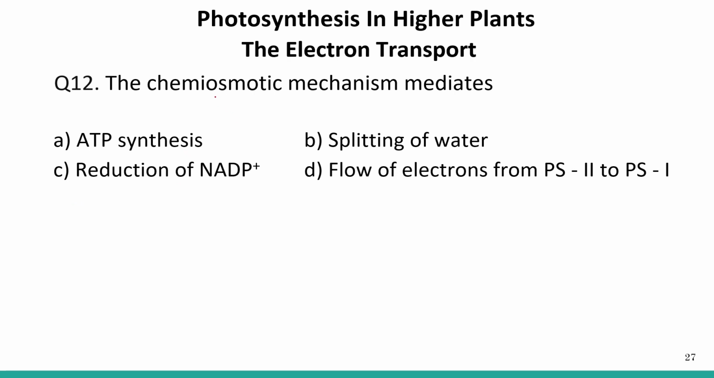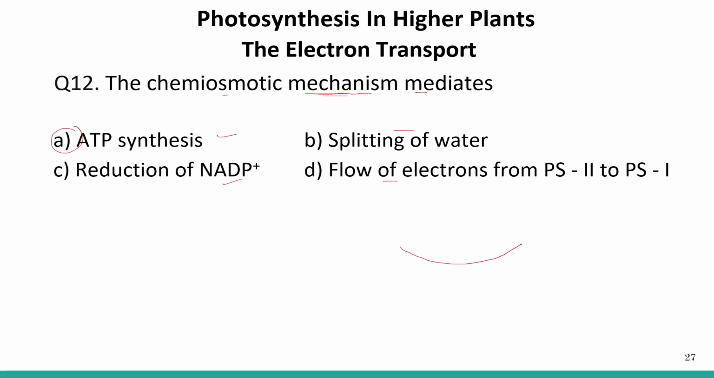The next question is the chemiosmotic mechanism, or the chemiosmotic hypothesis given by Peter Mitchell. This mediates ATP synthesis, splitting of water, reduction of NADP plus, and flow of electrons from photosystem 2 to photosystem 1. So this is very straightforward. It mediates ATP synthesis.